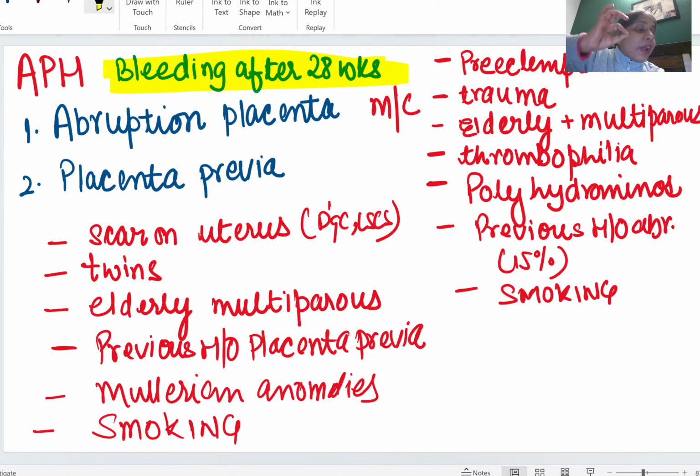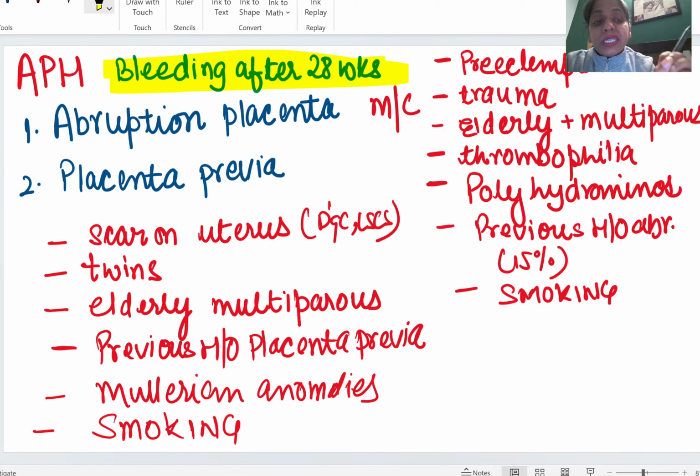Which factors lead to abruptio? What are the risk factors? On abruptio, no one-liners are expected. Clinical questions are expected, and in clinical questions, they give you the risk factors. So, what happens in abruptio? There is premature separation of the placenta. Why? Because the spiral arteries tear, and when they tear, they lead to premature separation of the placenta.